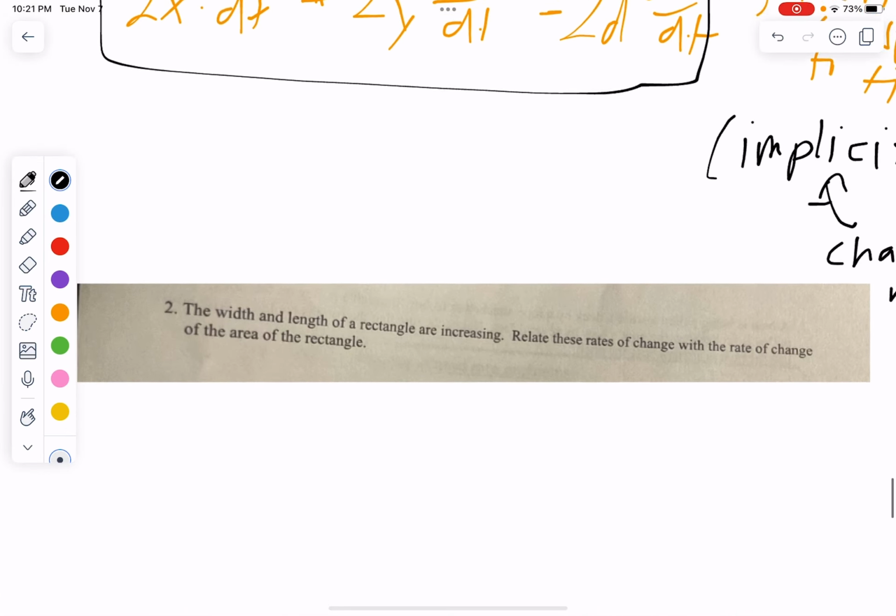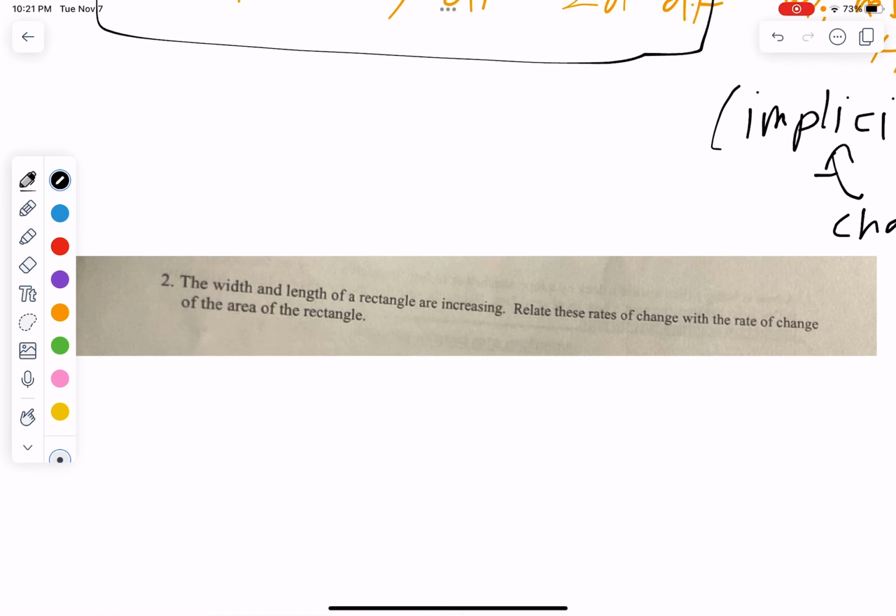Anyway, so now we have a lovely little rectangle. The width and length of a rectangle are increasing. Relate these rates of change with the rate of change of the area of the rectangle. So again, step 1, we're going to draw us a little picture. Let's do pink. We have a lovely rectangle here. Here's our length and here's our width, on all sides, all right?